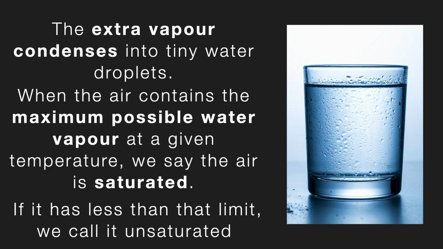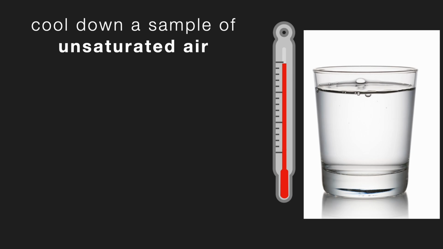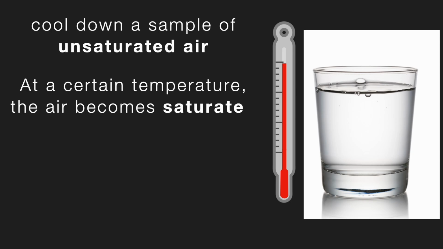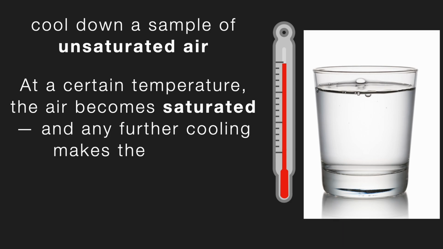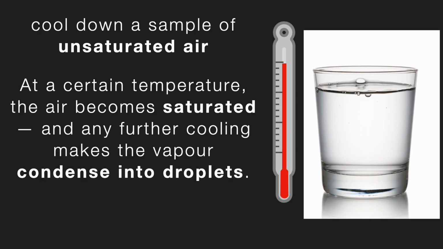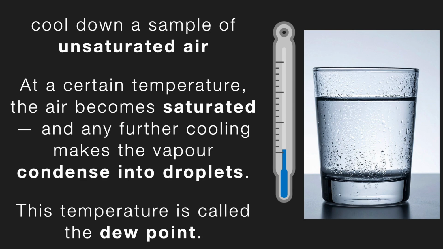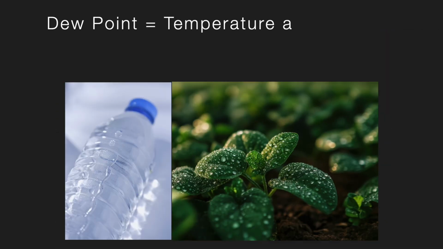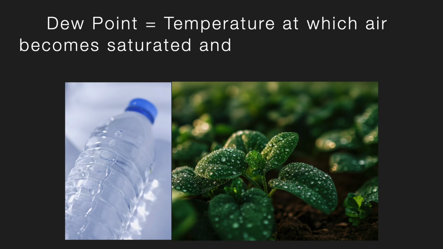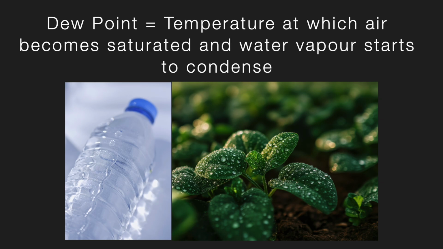Now imagine we slowly cool down a sample of unsaturated air. Alright? As the temperature decreases, the air can hold less and less vapor. At a certain temperature, the air becomes saturated, and any further cooling makes the water vapor condense into droplets. As you see here, the temperature decreases and it condenses into droplets. Water vapor condenses into droplets. This temperature is called dew point. Dew point is the temperature at which air becomes saturated and water vapor starts to condense.